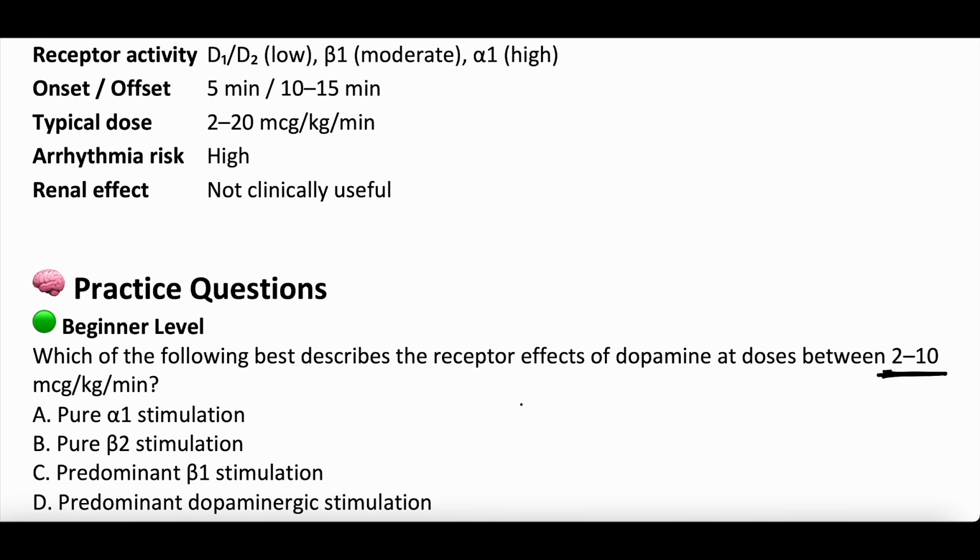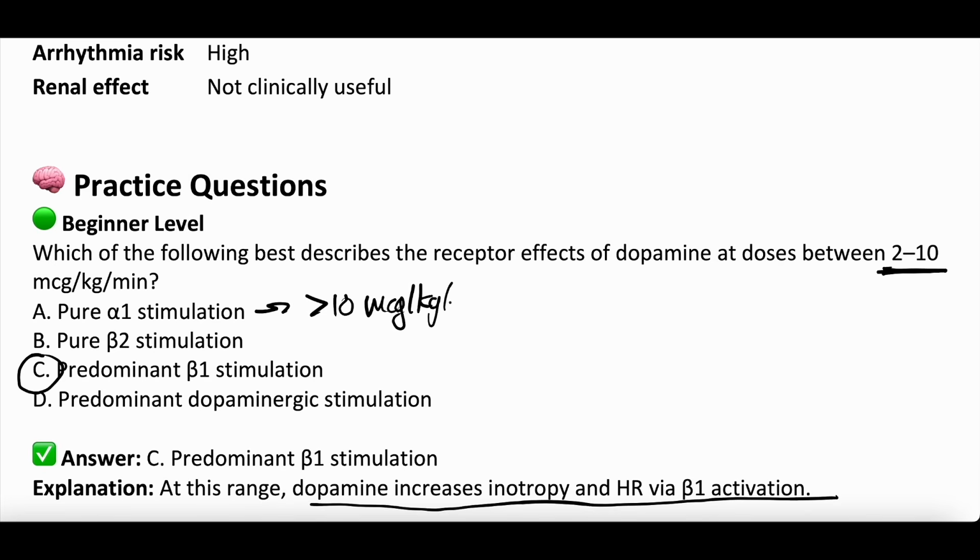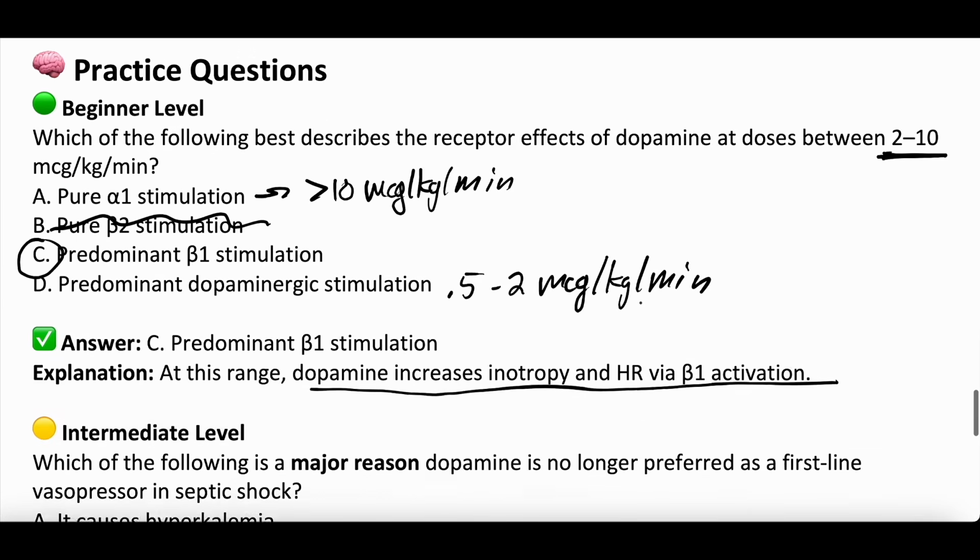The answer is C, predominantly beta-1 stimulation. So at this range, dopamine increases inotropy and heart rate via beta-1. Alpha-1 stimulation tends to be greater than 10 micrograms per kilogram per minute. It does not cause beta-2 stimulation, and then predominantly dopaminergic stimulation is that 0.5 to 2 micrograms per kilogram per minute, although there's no reason to use it at these doses anymore because it is not shown to be renal protective. All right, intermediate level question.